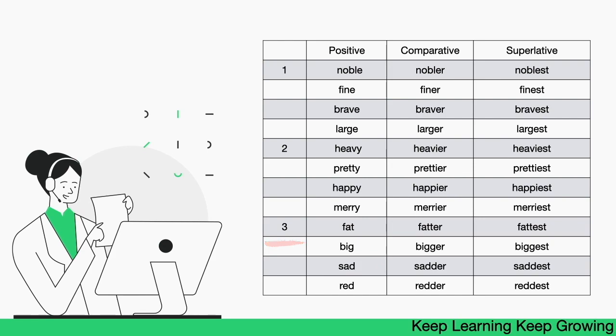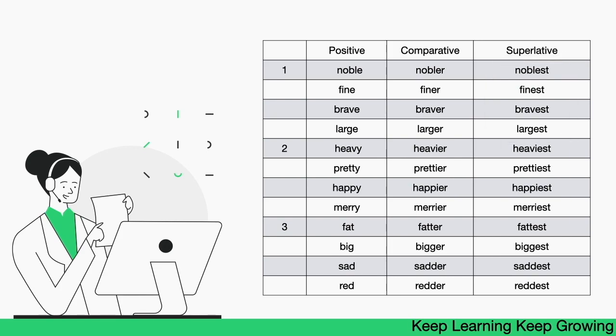Number 1 shows the positive, just follow the words like noble, fine, brave, large. All these positives end with E. So when I am writing the comparative I am just adding R, and when I am writing the superlative I am adding ST.